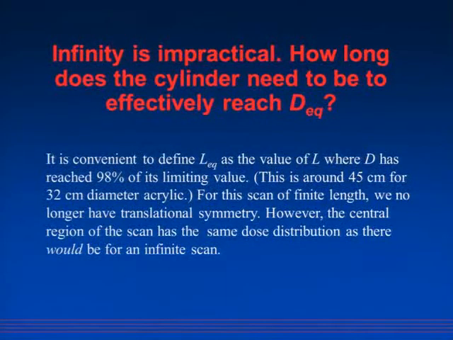Now, if we were to do that, only the central slice receives this high dose. If we scan in this way, DEQ refers only to the dose received at the central slice of the cylinder, not the ones near the ends of the cylinder. Also notice in an infinite scan, I don't know why I put this in here, but this last sentence, that's correct. That's all right.